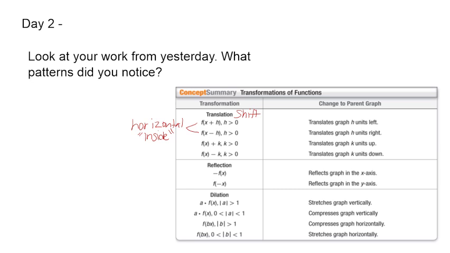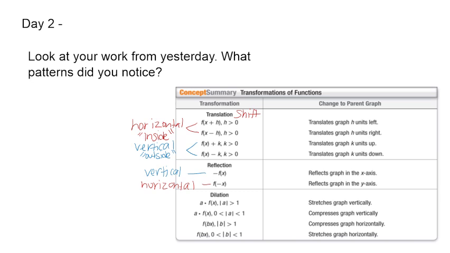We also can see a vertical shift, and that happens when we add or subtract outside the function. You'll notice that we had a horizontal reflection when we make the inside of the function negative, and a vertical reflection when we make the outside of the function negative.